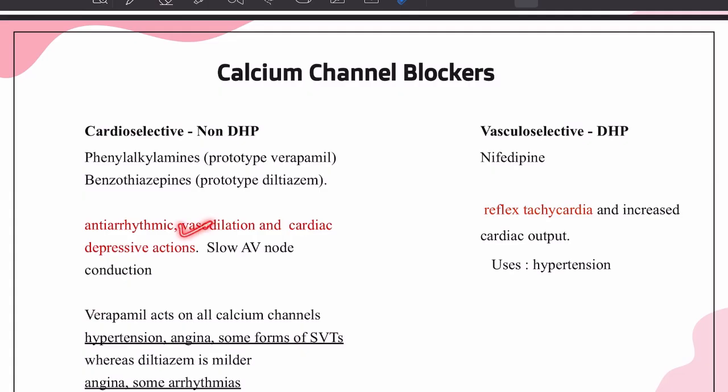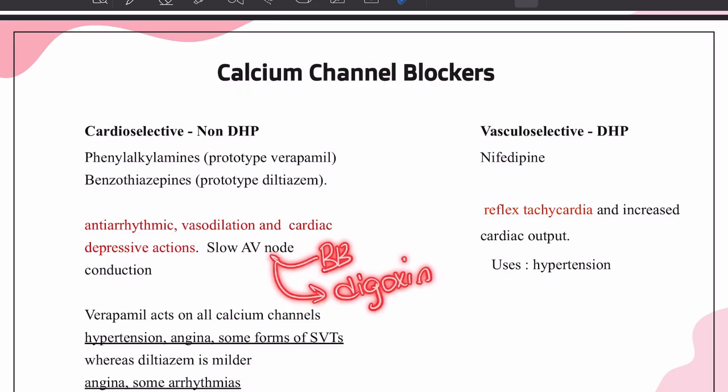It's also a vasodilator, which is why we use them in hypertension. They can have cardiac depressive actions and slow the AV node. Other than your calcium channel blockers, your non-dihydropyridines, there are 2 groups or 2 drugs that can also slow down the AV node. We usually do not like to administer them with calcium channel blockers: your beta blockers and your digoxin.